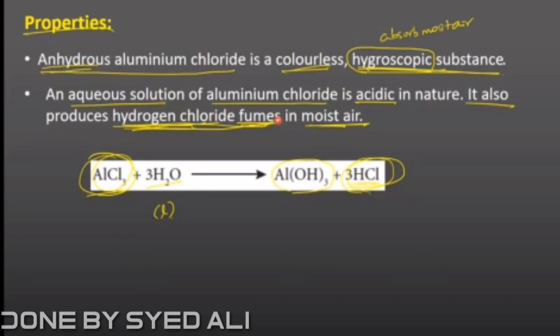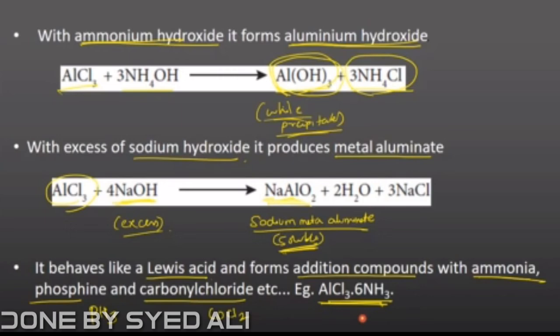Properties. Anhydrous aluminium chloride is a colorless, hygroscopic substance. An aqueous solution of aluminium chloride is acidic in nature. It also produces hydrogen chloride fumes in moist air. With ammonium hydroxide, it forms aluminium hydroxide. With excess of sodium hydroxide, it produces metal aluminate. It behaves like a Lewis acid and forms addition compounds with ammonia, phosphine, and carbonyl chloride, etc.